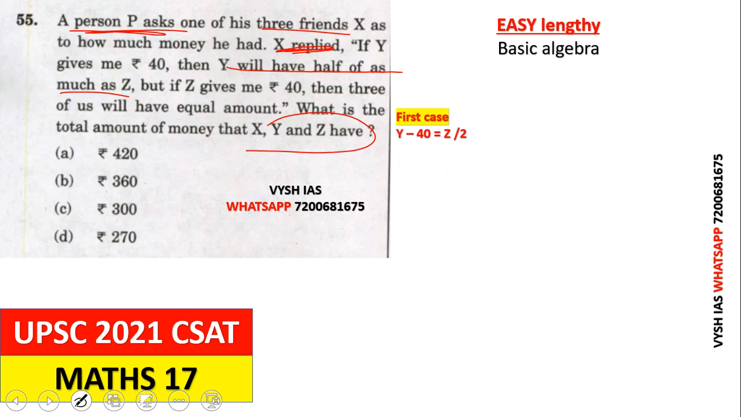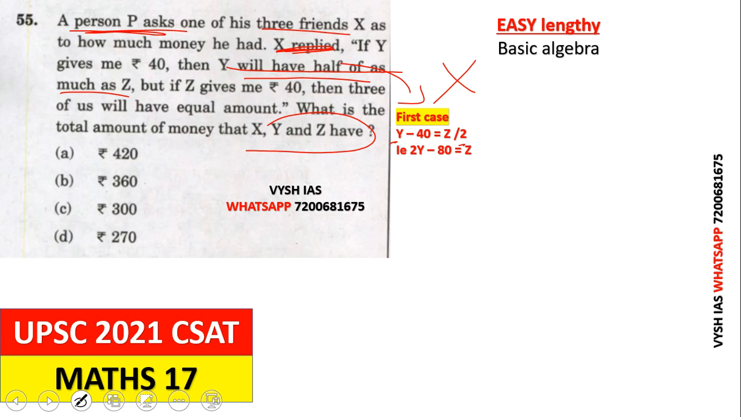First case. If Y gives me 40 rupees, meaning Y's 40 rupees will get reduced, right? X is telling this. X is telling that Y will give me 40 rupees. So what will happen to Y? His 40 rupees will get reduced. Then Y will have half as much of Z, meaning how much ever Z had, 50% of that is what Y will have. So this is the first case or first English sentence. If I convert it into a formula, this is what will happen. Y minus 40 equal to Z by 2. Now second formula.